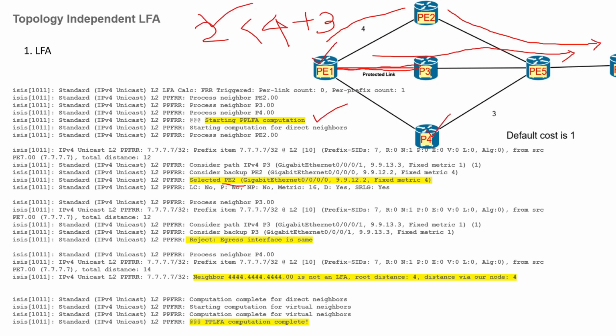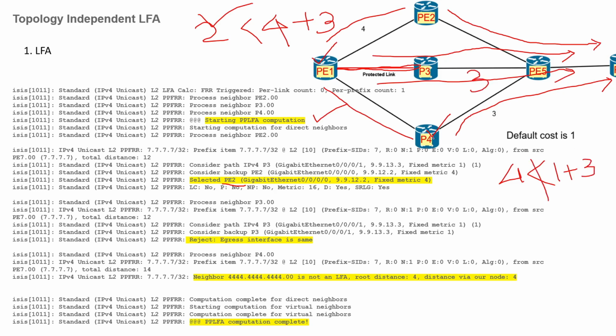So why not for P4? Let's see. Distance from next hop P4 to destination, it is 3 plus 1, 4, should be less than distance from next hop to source, this is 1, plus distance from source to destination, this is 3. So this condition is not valid in the case of P4. Hence, you can see the per prefix backup path is going via the PE2.